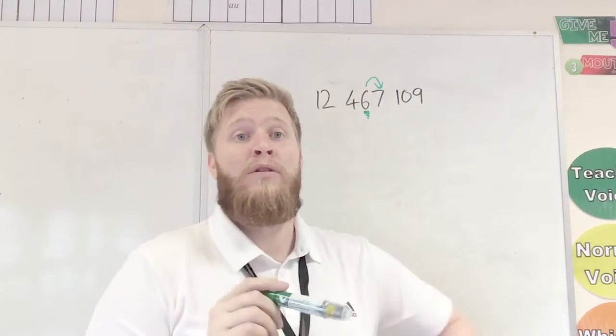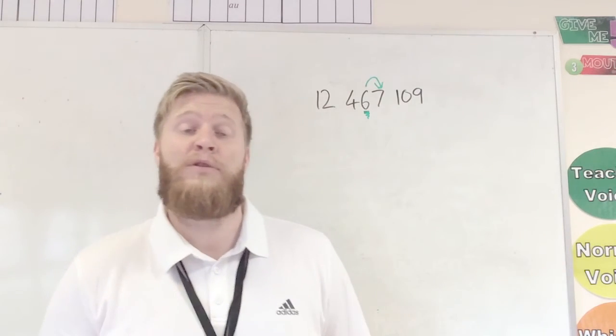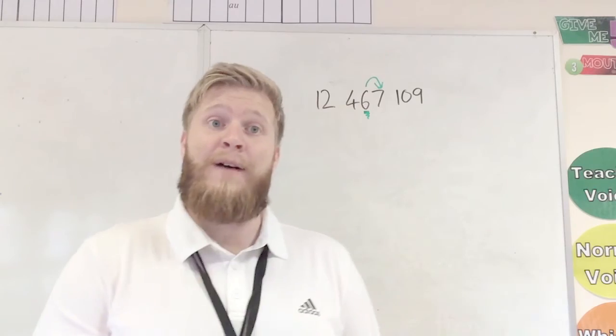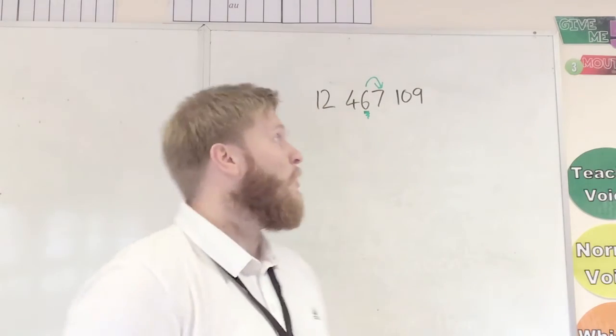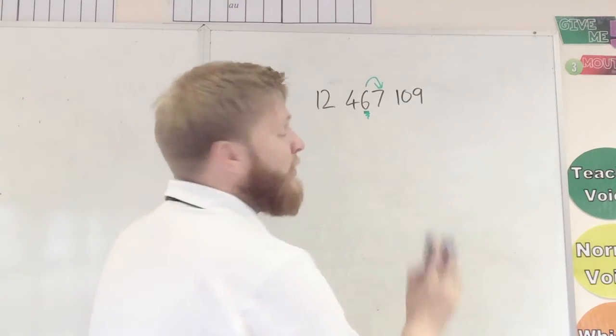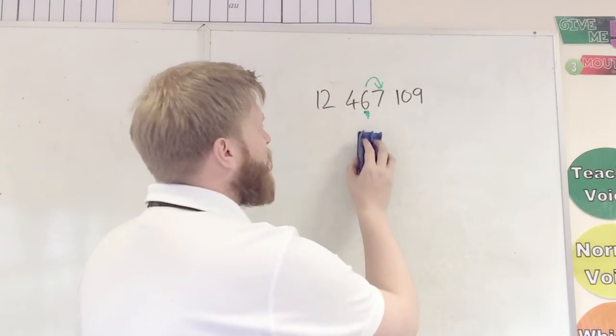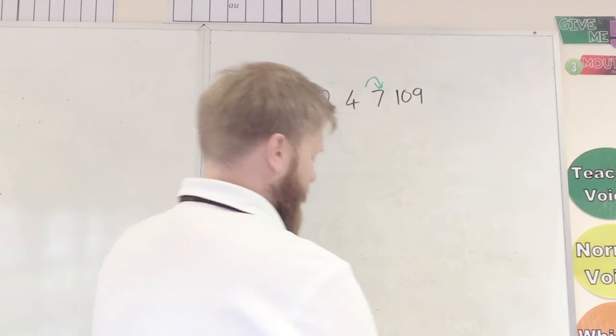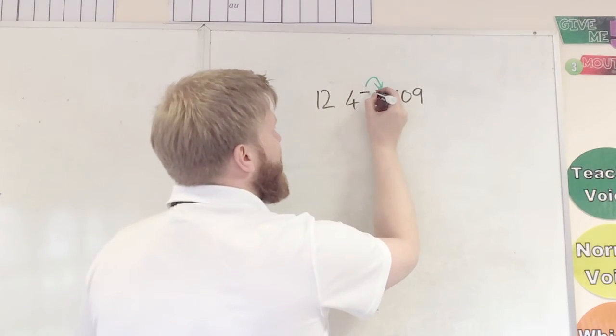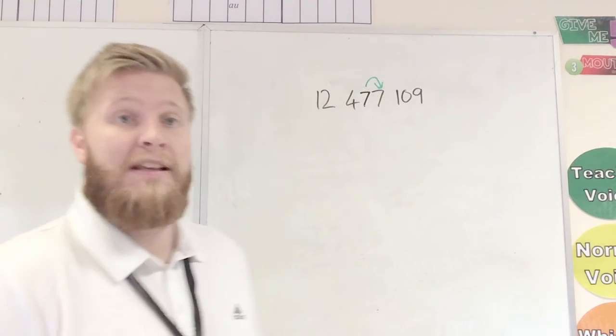And now we need step 3, the rule. If it's 0 to 4, we round down. If it's 5 or above, we round up. We've got a 7 there, so this time we're rounding up. Now remember, if we're rounding down, we would keep the number the same. Because we're rounding up, we increase that number by 1. So that 6 becomes a 7.